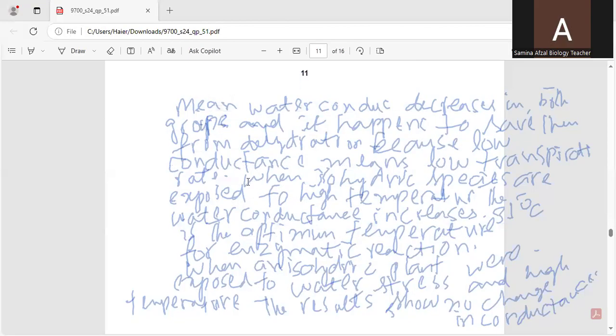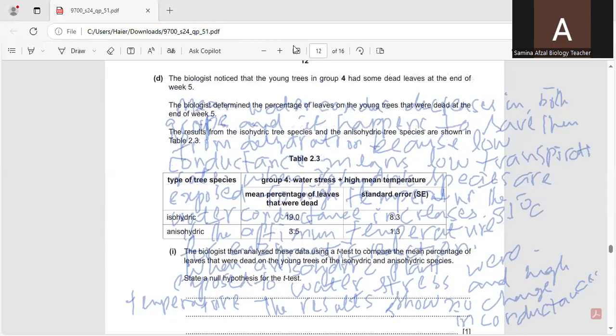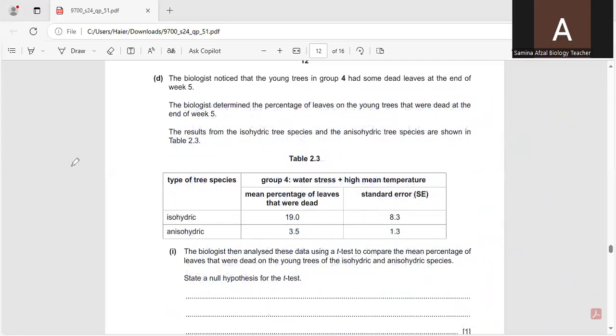And the next question is part D. We are going to discuss part D. The biologists noticed that the young trees in group 4 had some dead leaves at the end of week 5. The biologists determined the percentage of leaves on the young trees that were dead at the end of week 5. For the tree species, the isohydric mean percentage of leaves that were dead was 19, and the standard error value was 8.3, and for the anisohydric it was 3.5, and the standard error was 1.3.